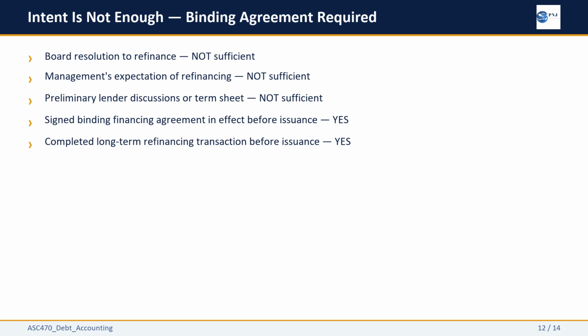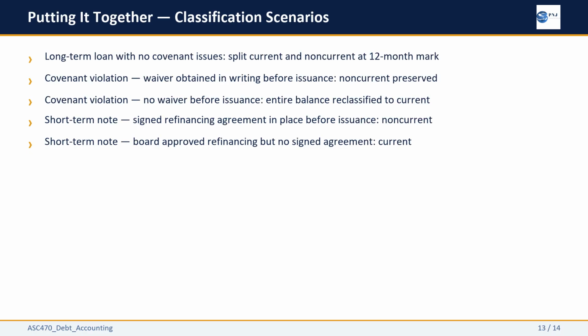A board resolution reflects intent. Management's expectation reflects intent. Even a preliminary term sheet or a lender's letter of interest reflects only intent. None of these constitute the binding agreement required by ASC 470. If the signed agreement is not in place before the financial statements are issued, the debt stays current. No exceptions. Let us walk through 5 scenarios side by side.